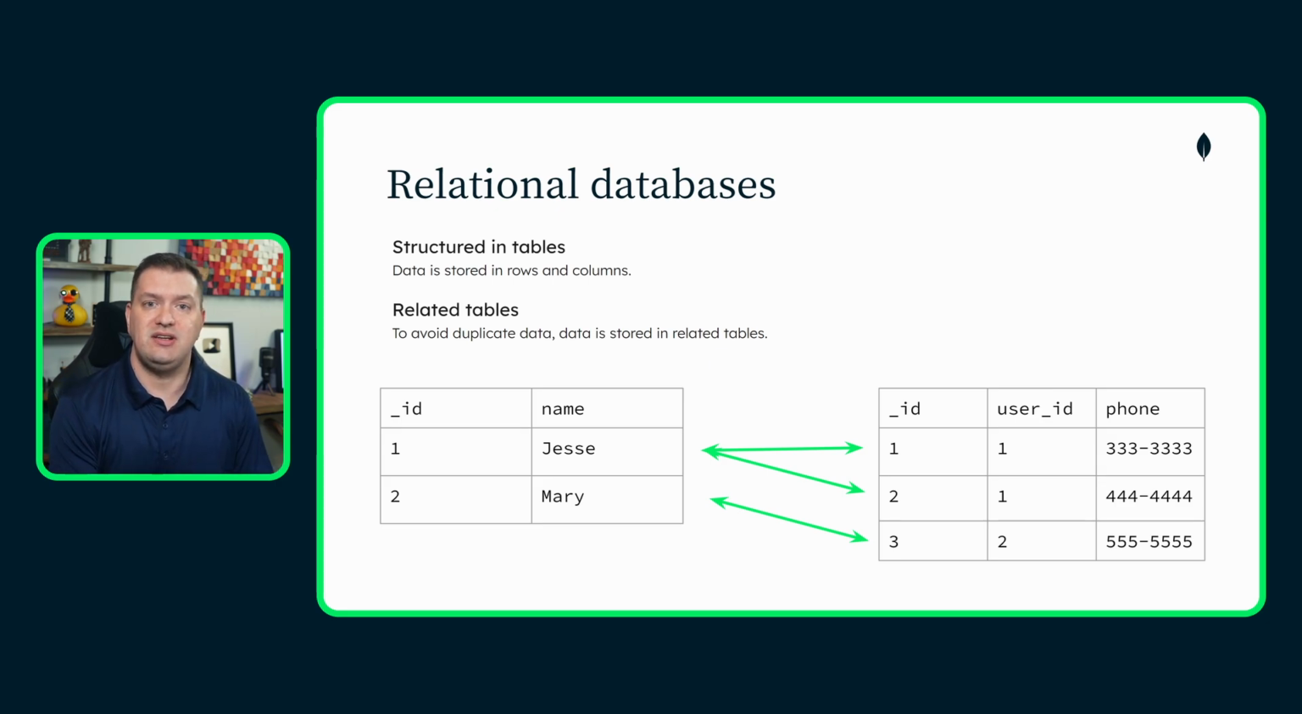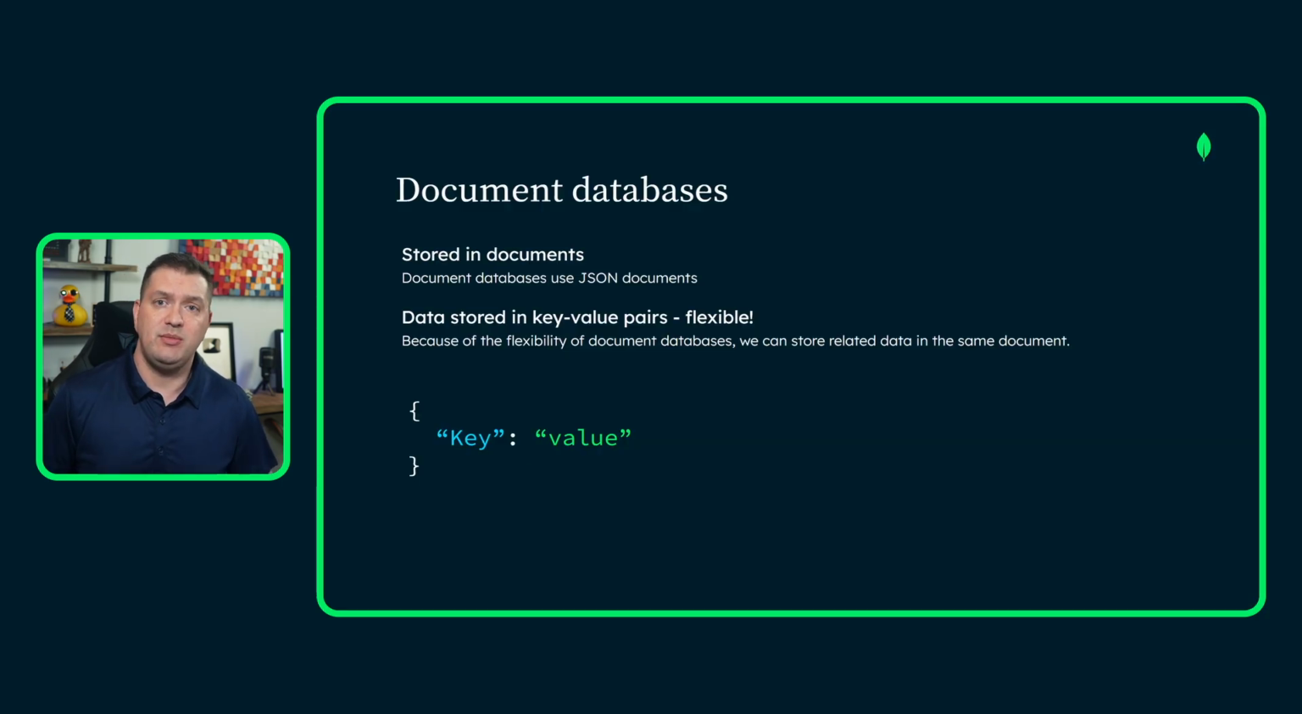And in here, this is an example of a relational database. We have a users table and then a table of phone numbers that are related to a user using the user's ID. And so user 1 has 2 phone numbers and user 2 has 1 phone number. And so now when we want to query this data, we have to access both of these tables and join the data back together. And now a document database is fundamentally different.